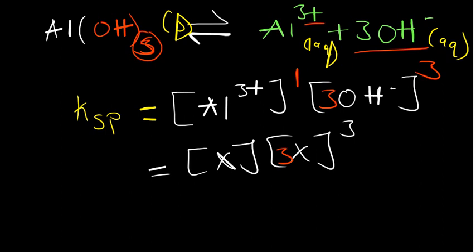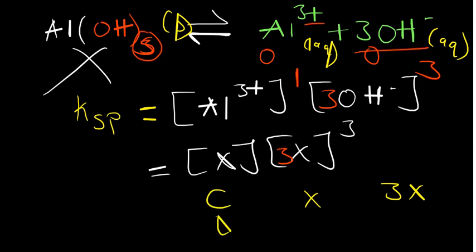If you go back to your ICE table, you're going to see that solids don't appear. Initially you have 0, then 0. For your change, you are going to go by the stoichiometric coefficient, so you're going to have x and 3x. Then for your equilibrium, you're going to have the same. Why is it remaining the same? Because at the start, you only have solid. You don't have the ions.